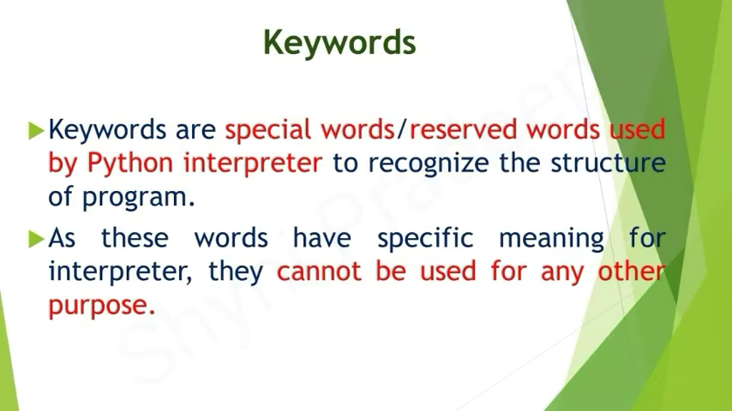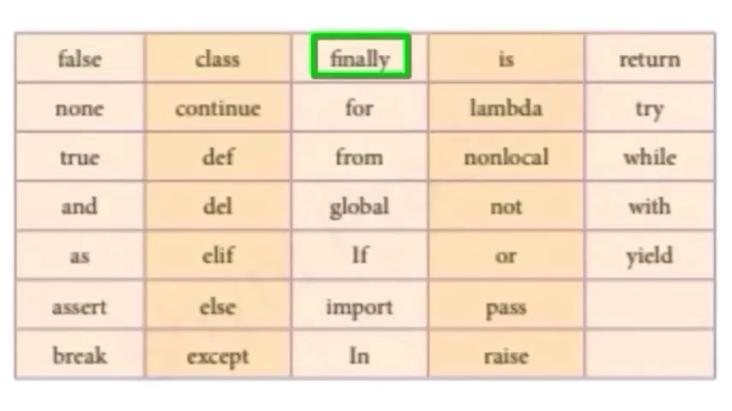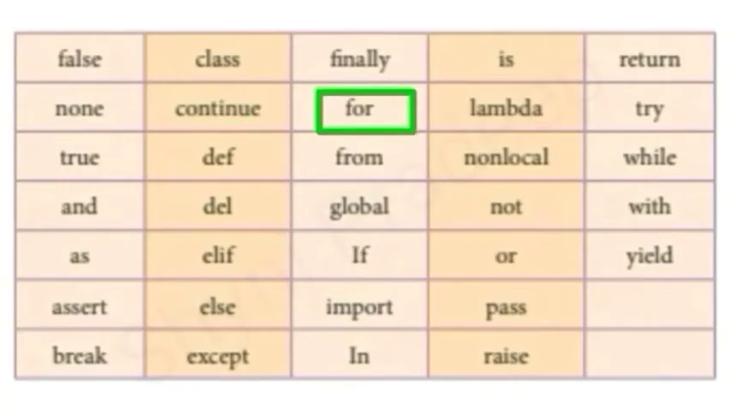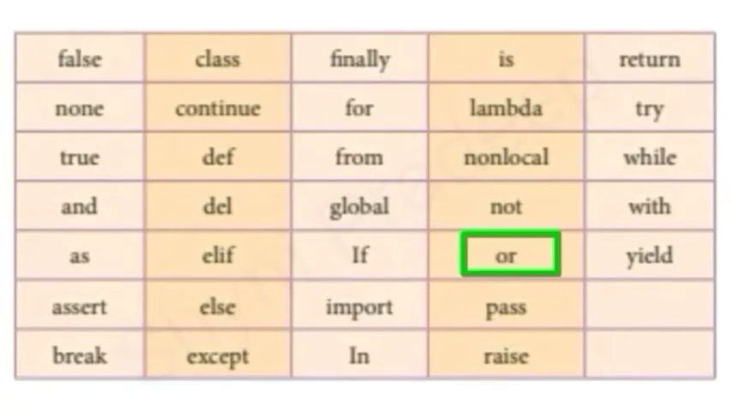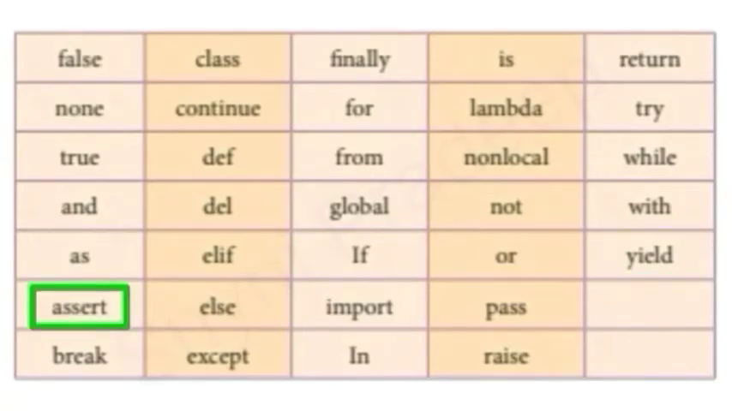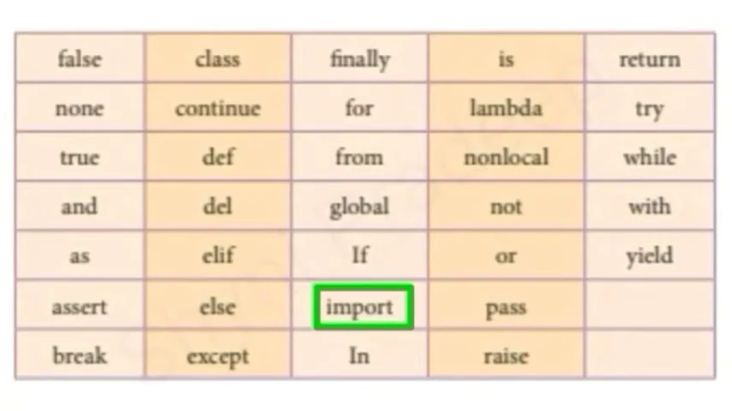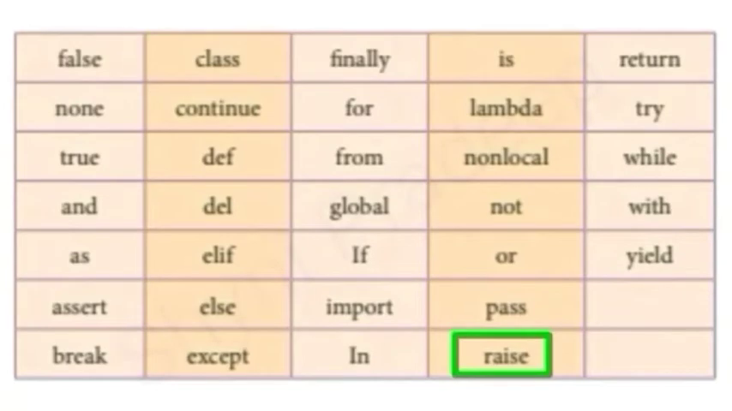So the examples for keywords are False, class, finally, is, return, None, continue, for, lambda, try, True, def, from, nonlocal, while, and, del, global, not, with, as, elif, if, or, yield, assert, else, import, pass, break, except, in, raise. So these are the examples for keywords.